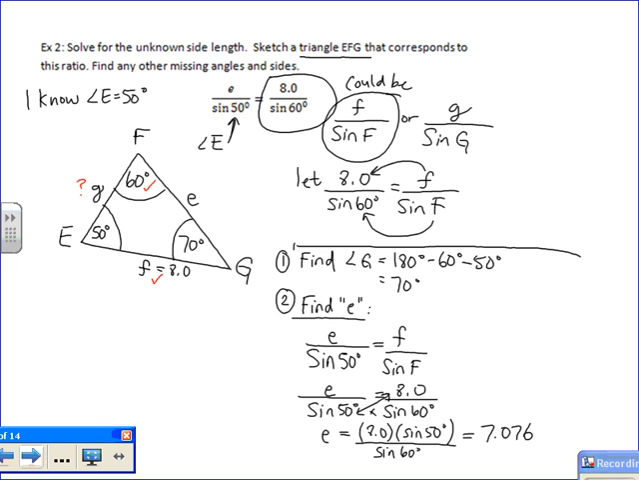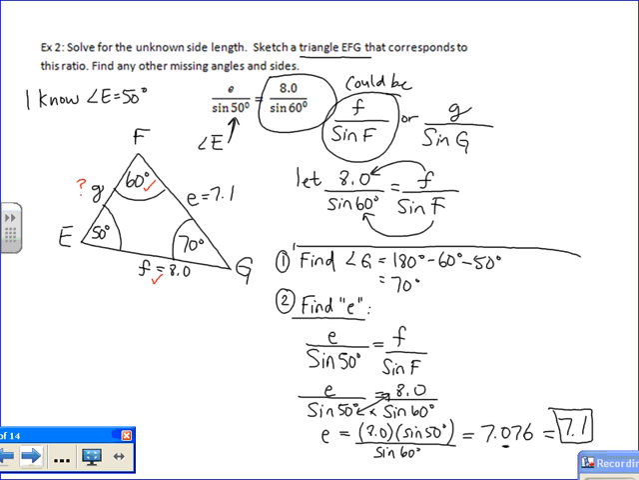7.076. I'm not giving any units here. I'll look over to the question, the side length I was given. F is equal to 8.0, just to get an idea of where I should round this number. I see that I have at least one decimal place here, so let's go ahead and round it to at least one decimal place. So this will be 7.1 as my answer. So E, side length E is equal to 7.1.